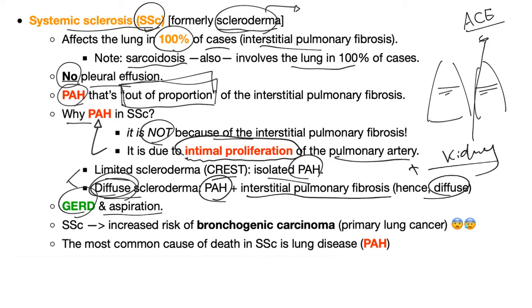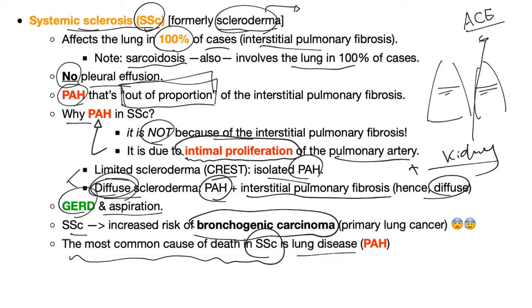GERD and aspiration are seen in systemic sclerosis. Systemic sclerosis increases your risk of bronchogenic carcinoma. The most common cause of death in systemic sclerosis is lung disease, not the kidney. Why not the kidney? Because ACE inhibitors are magic.